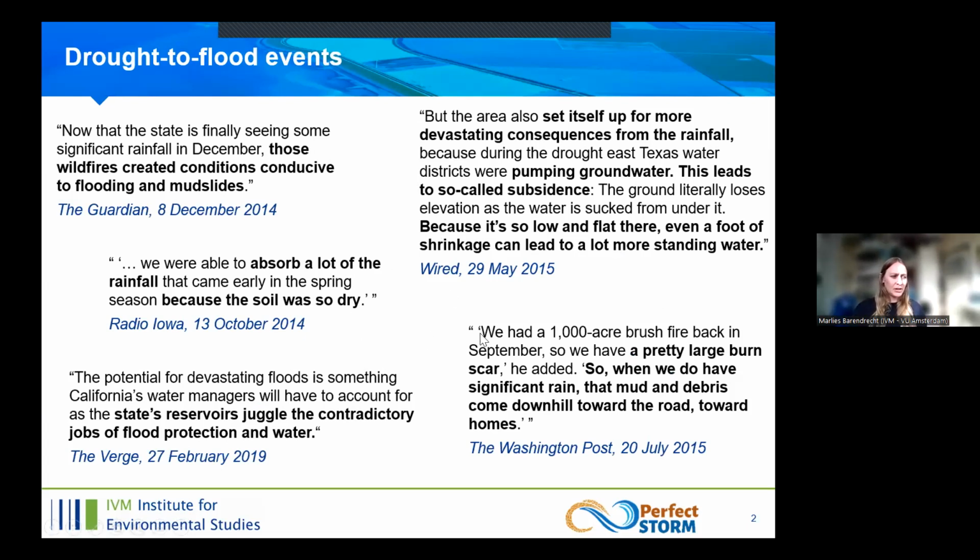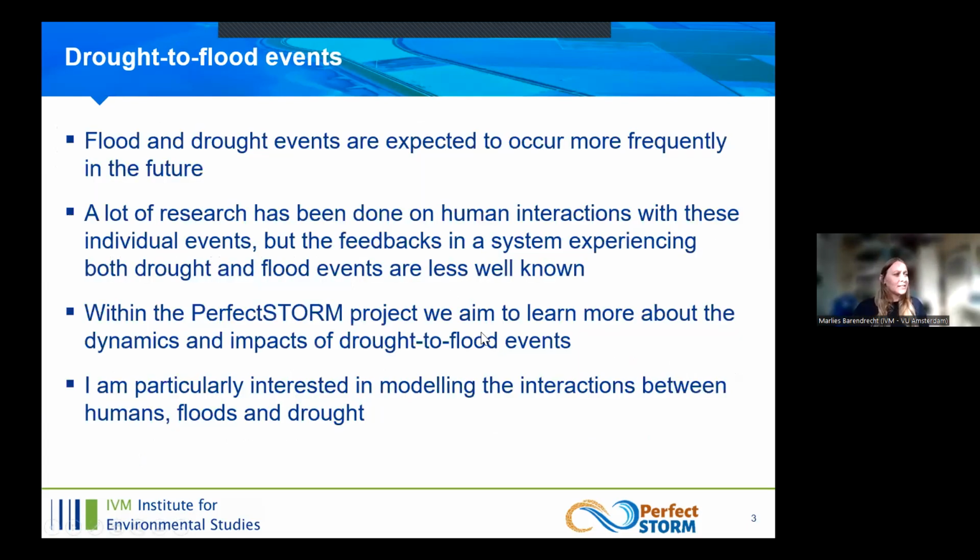These are some examples of why it is important to study these events as one system and as one event, instead of looking at droughts or floods separately. A lot is known about these events separately, but not a lot of research is being done on these drought-to-flood events. And this is what we are working on within the Perfect Storm project.